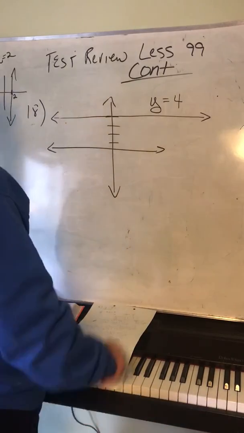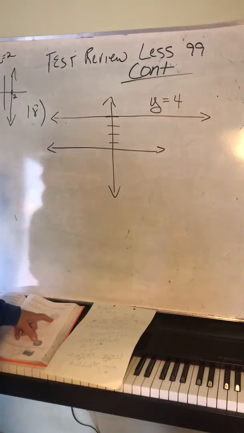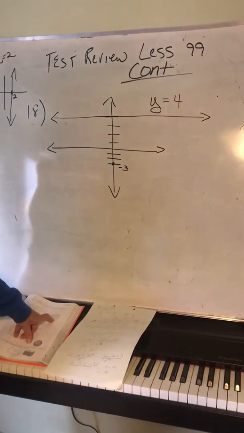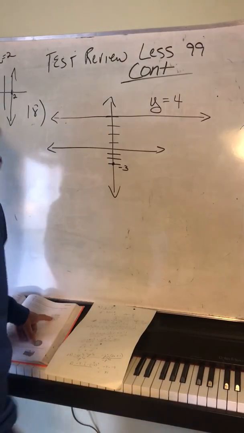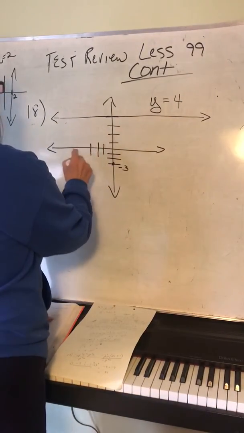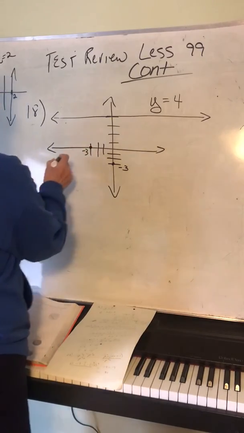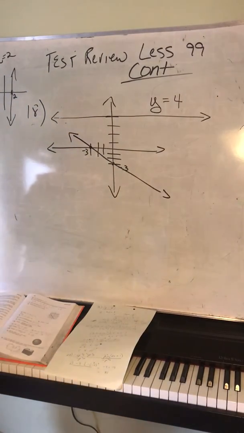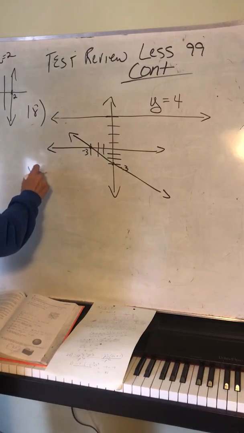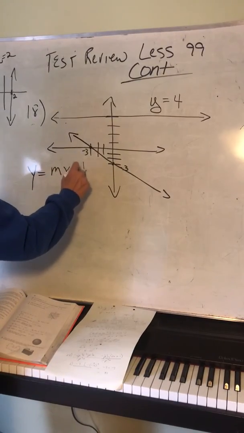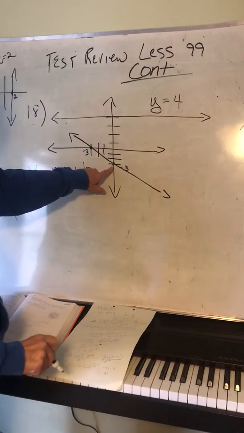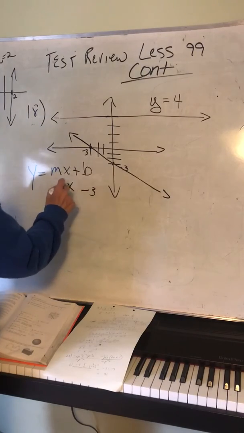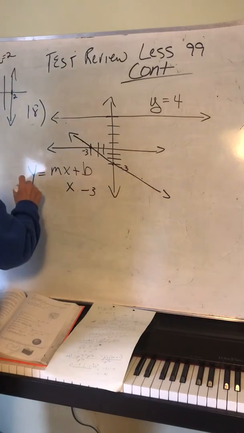Then they have another line down here for you to look at. 1, 2, 3. So this one's at -3. That is our y-intercept. And then it also intercepts the x-axis at -3 right here. You're supposed to write the equation for that line. Our equation is, remember, y equals mx plus b. B is where it intercepts the y-axis, so that is a -3.